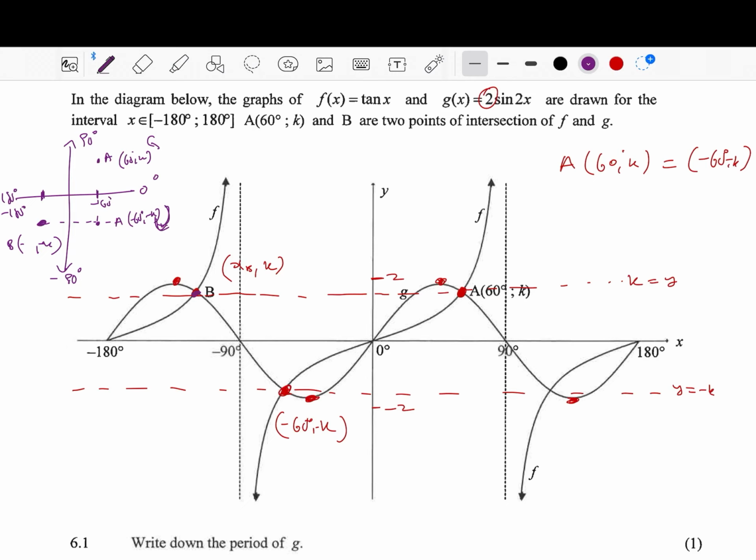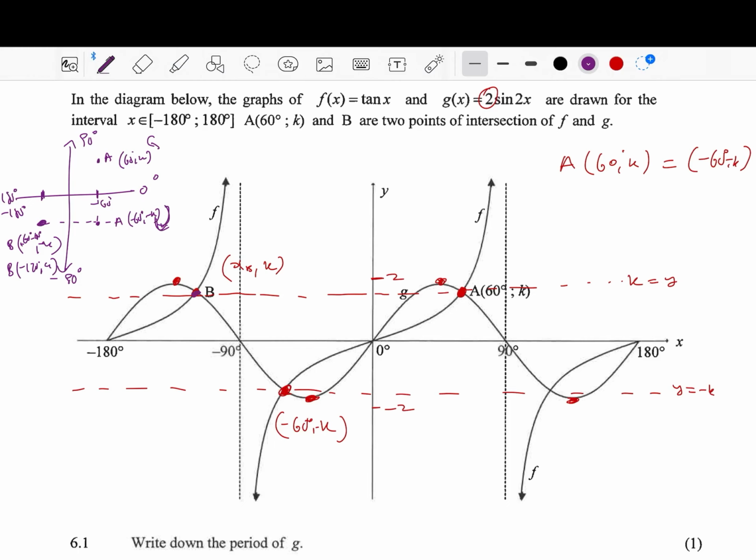So it's going to be 60 minus 180. That's the point. 60 degrees minus 180. So B is going to be 60 degrees minus 180, which is minus 120 degrees and K.